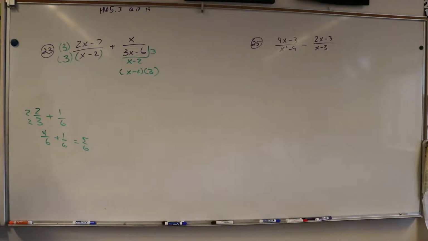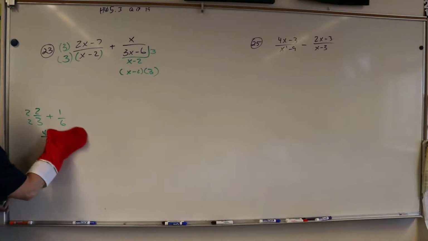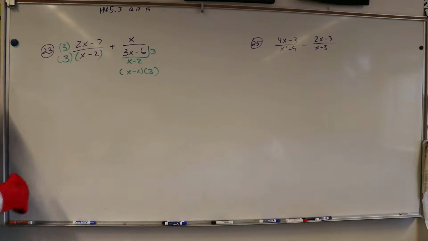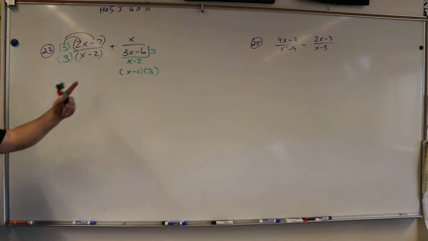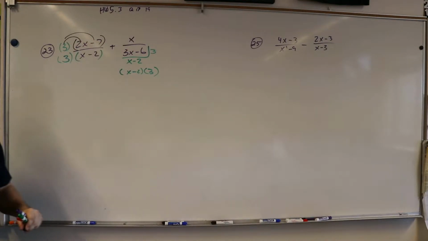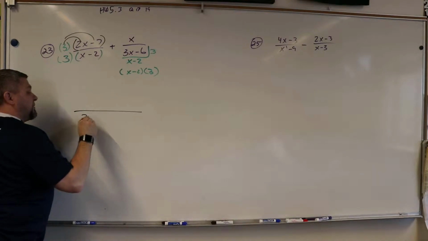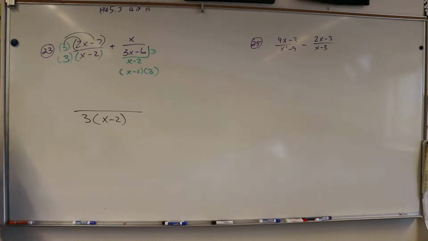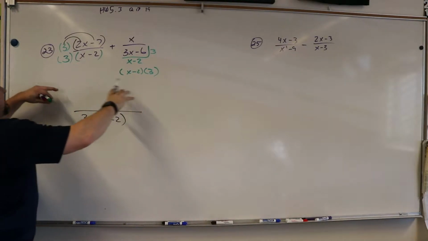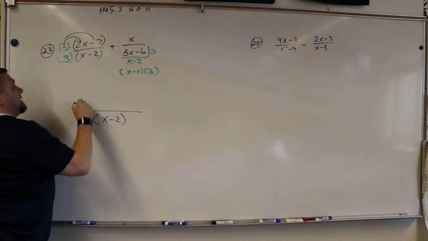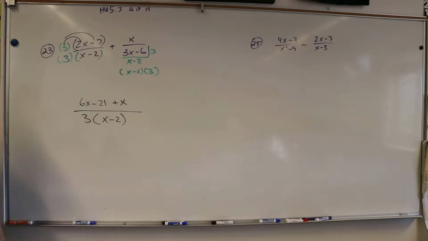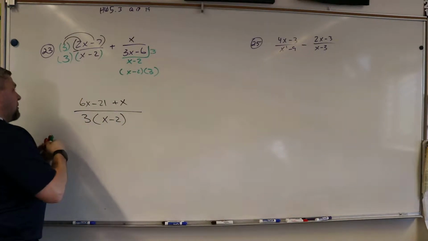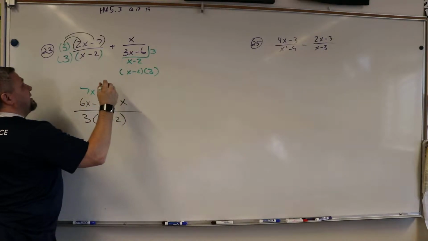Isn't that pair of 3's going to cancel out? Well, we don't want them to cancel out yet, because the whole purpose of this is adding these two pieces up. So what we want is the 3 times the x minus 2, right? And then we want to collect these things. So we get 6x minus 21 plus x, right? And now we get 7x minus 21, right?